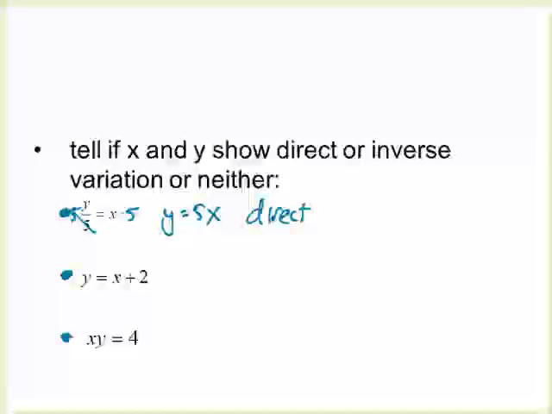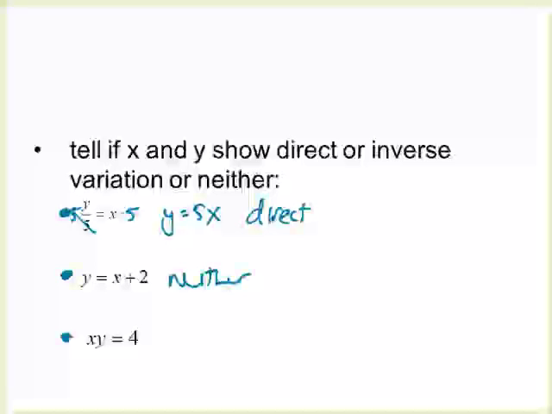In the second one, y is already solved for. Is it direct, inverse, or neither? It's neither one of them. Addition and subtraction are not a special sort of variation for us. When we talk about variation, we're talking about a multiplication or a division relationship.